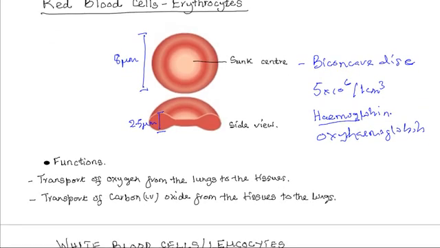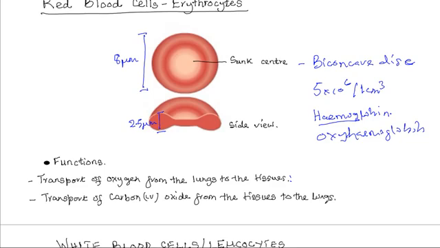Oxyhemoglobin is bright red in color and is responsible for the bright color of arterial blood. Hemoglobin alone, pure hemoglobin alone, is dark red in color and hence is responsible for the dark color of the venous blood, that is the blood that is found in the veins. So the blood in the vein is dark red because hemoglobin is unbound. Blood in the arteries is bright red because most of the hemoglobin has been bound to oxygen to form the bright red oxyhemoglobin.